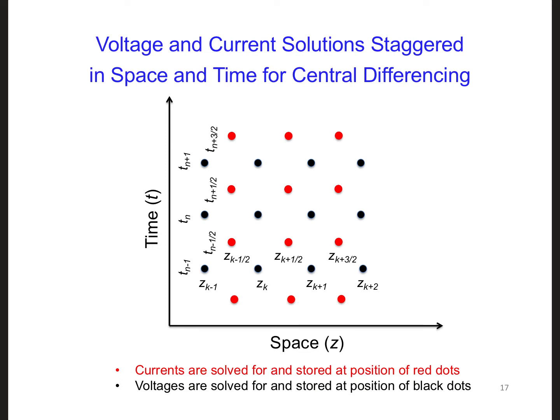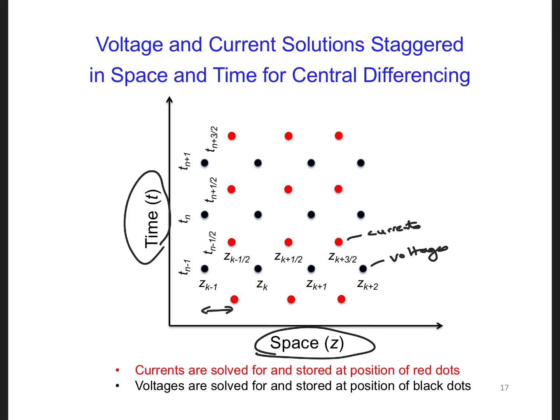and currents in both space and time. And here's a diagram showing how they would be positioned if we were to plot them out in both space and in time. The black dots are voltages and the red dots are where we would solve the currents. And you can see that they are each offset by half a grid cell. This would be delta Z over 2 between each of these. And this would be delta T over 2.